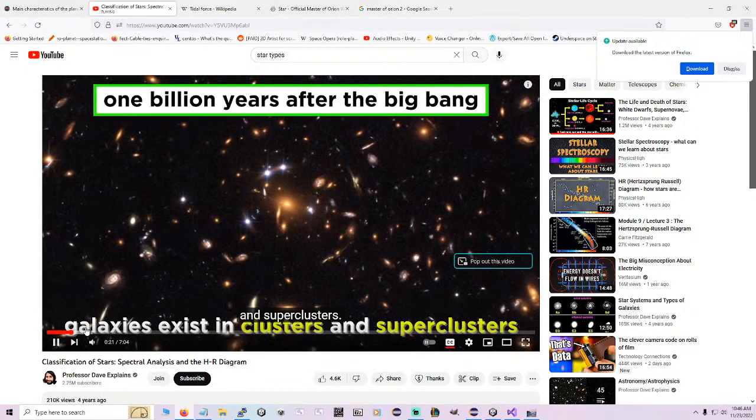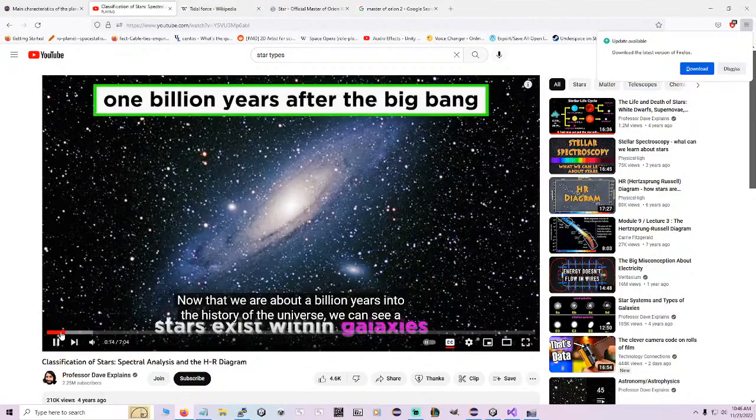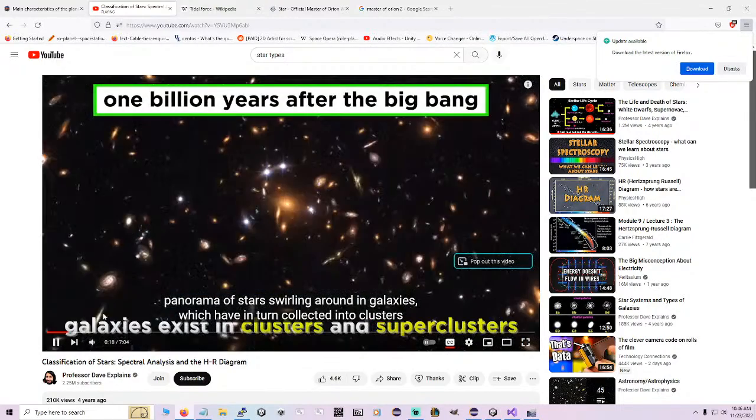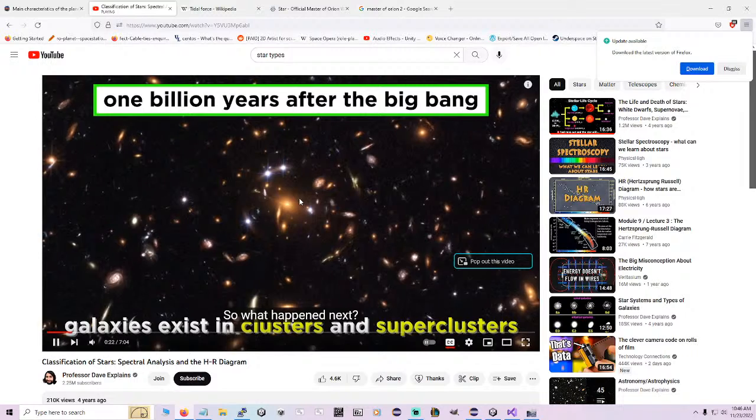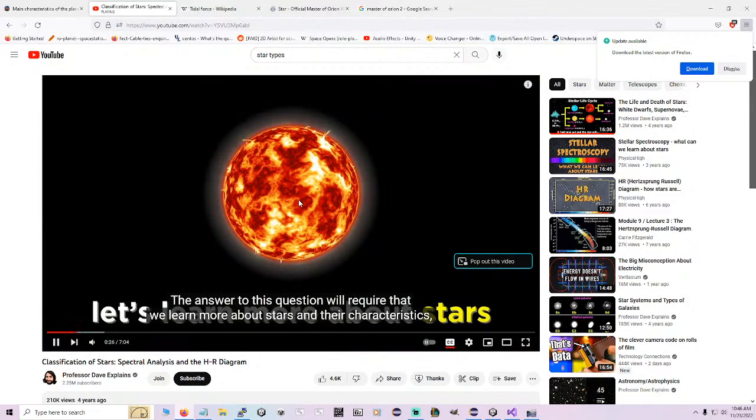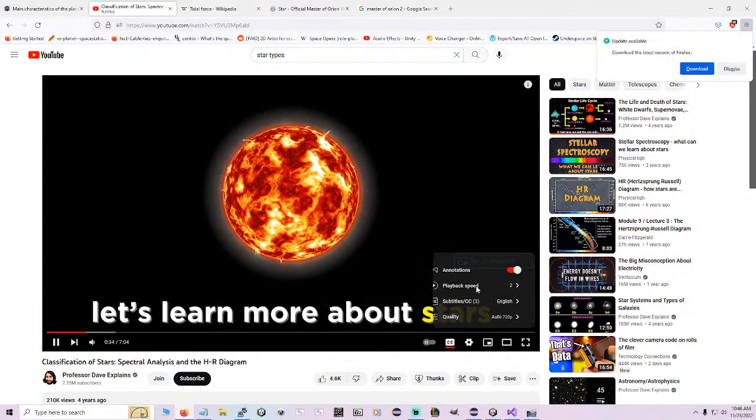We can see a panorama of stars swirling around in galaxies, which have in turn collected into clusters and superclusters. So what happened next? This will require that we learn more about stars and their characteristics, which determine the way we categorize them. He talks fast to begin with, so let's give him 1.5.